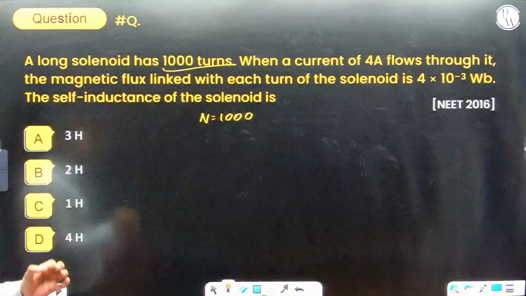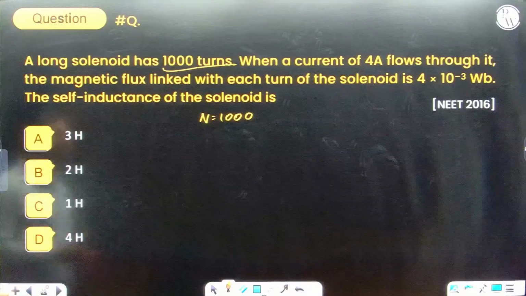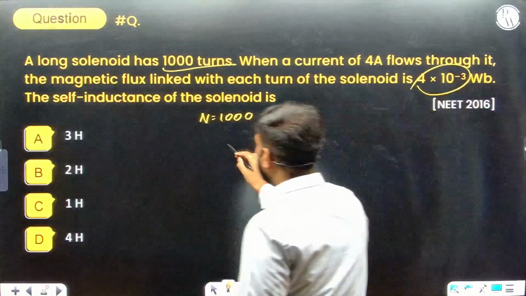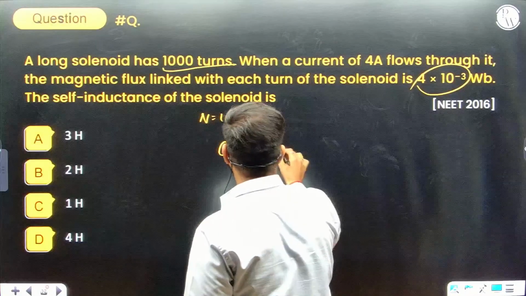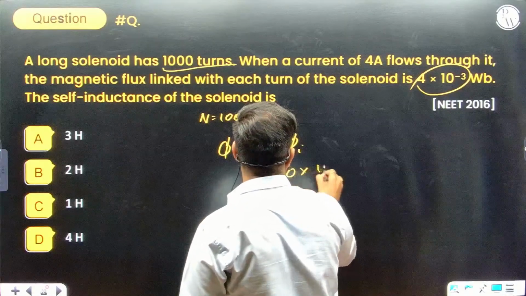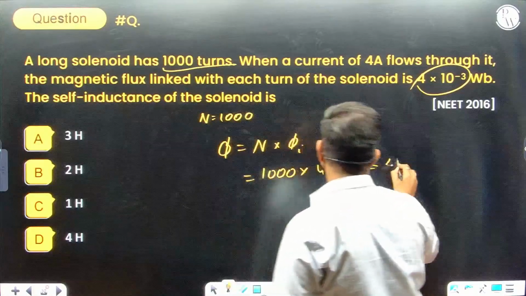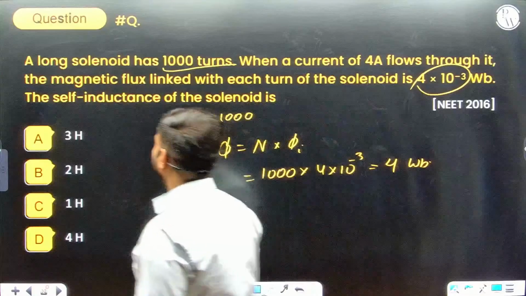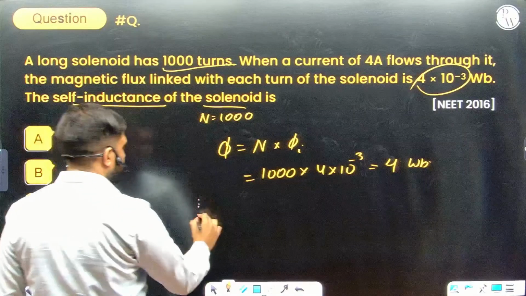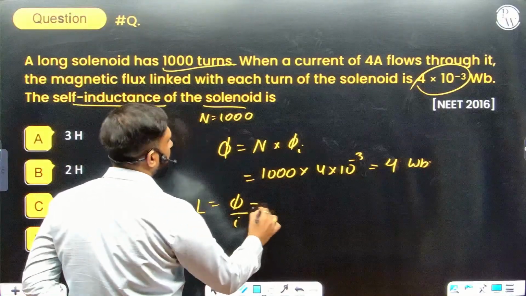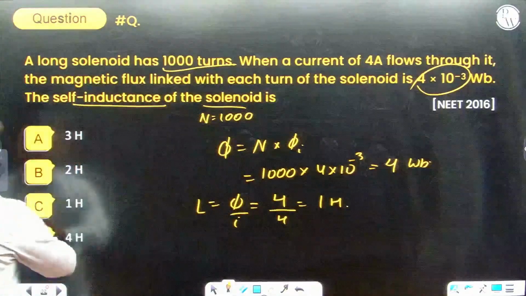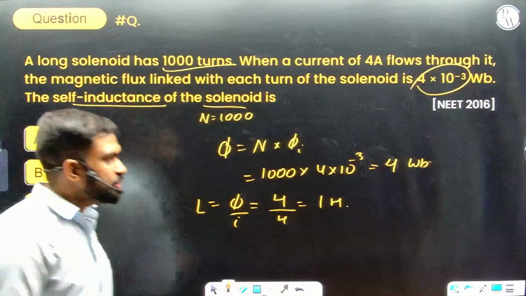When a current of 4 ampere flows through it, the magnetic flux linked with each turn of the solenoid is this. So total flux will be N times that individual flux. Correct or not? So total flux will be 1000 into 4 into 10 to the power minus 3, which is 4 Weber. Check. The self-inductance of the solenoid is phi by I. So phi came out to be 4 and the current is also 4. So 1 Henry, straightforward.